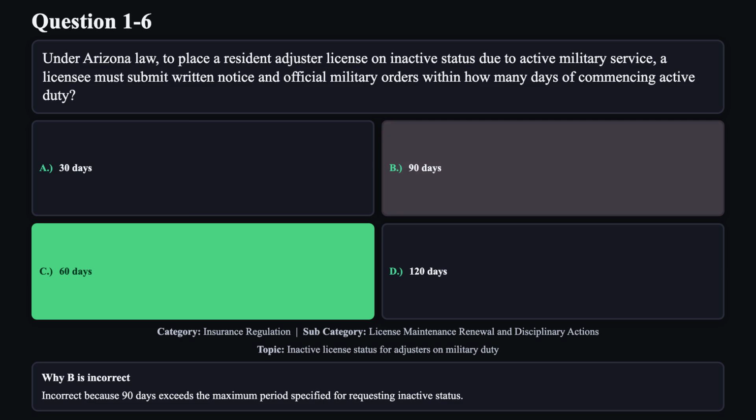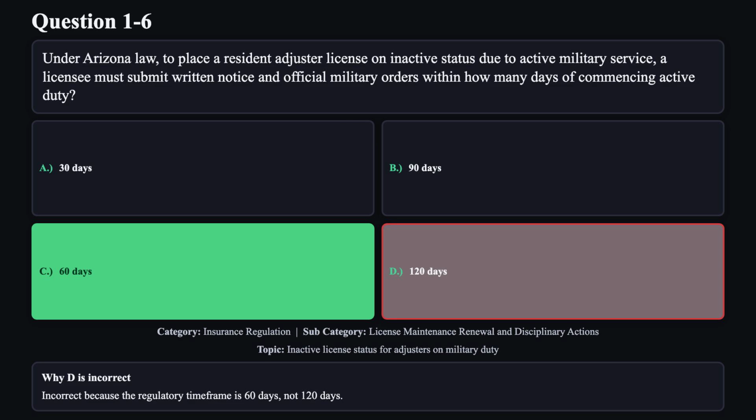Reason B is not correct. Incorrect because 90 days exceeds the maximum period specified for requesting inactive status. Reason D is not correct. Incorrect because the regulatory timeframe is 60 days, not 120 days.